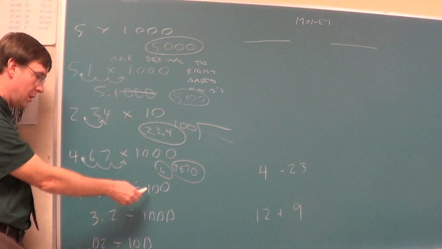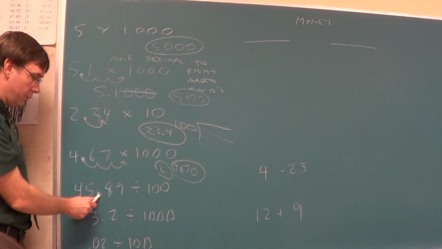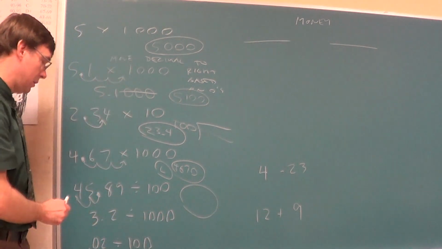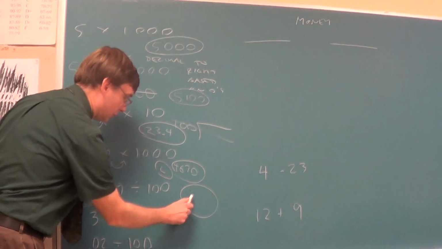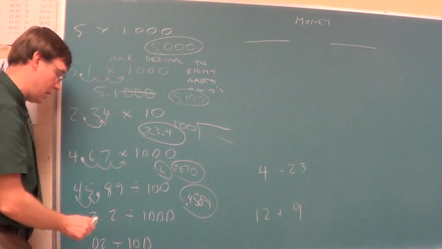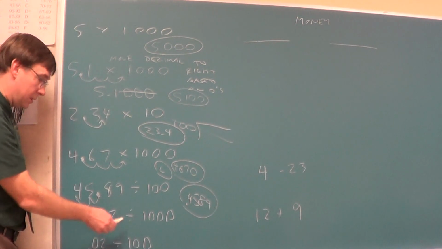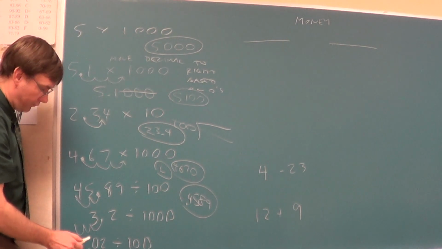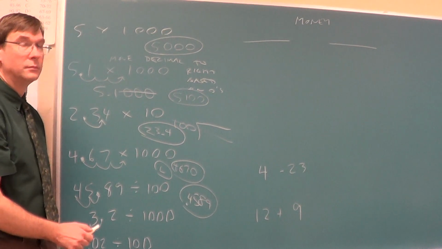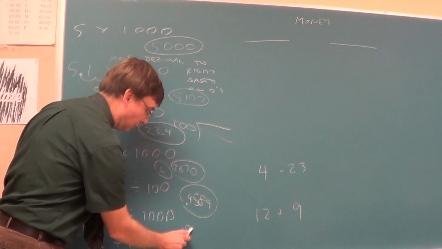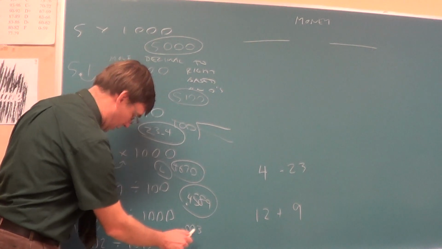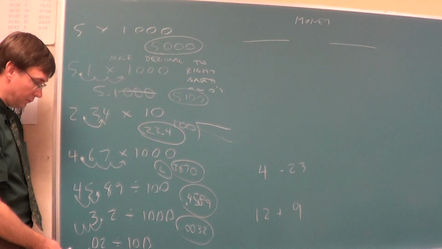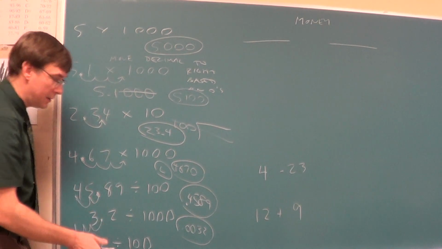So here's my decimal. How many bounces left do I want? 2. Because there's 2 zeros. So answer would be? 0.4589. Yep, decimal point at the beginning, 4589. This one, how many are we bouncing? 3. So bounce, bounce, bounce. Decimal 0.0. This one, bounce it twice. Twice, final answer.